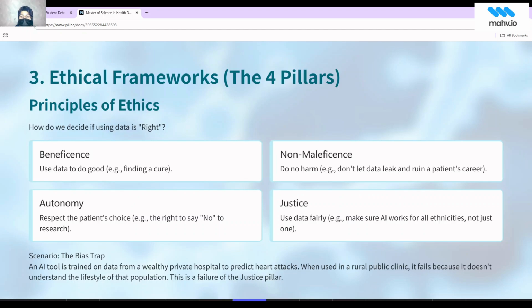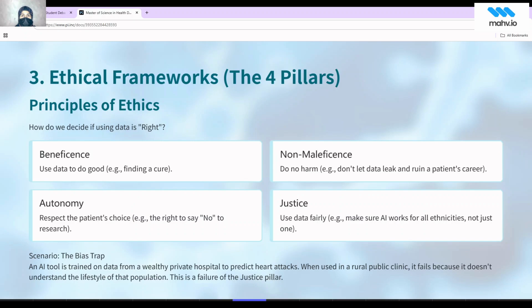That is the thing about ethics, it is not just one. So, what is the scenario? The bias trap. An AI tool is trained on data from a wealthy private hospital to predict heart attack. When used in a rural public clinic, it fails because it does not understand the lifestyle of that population. So, this is a failure of the justice pillar.